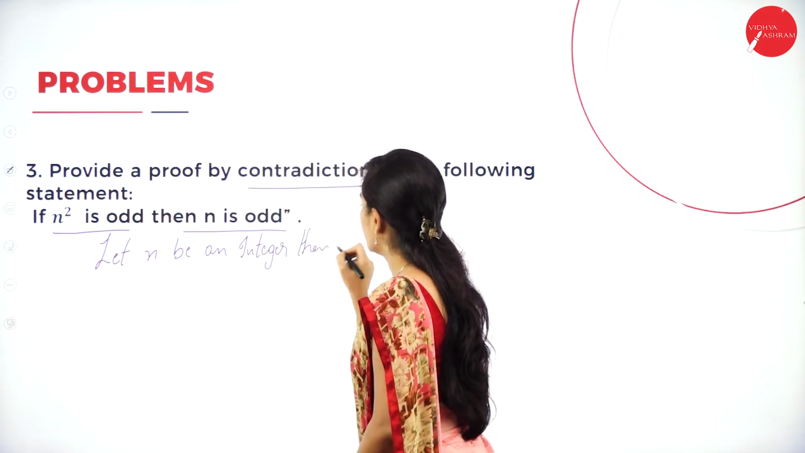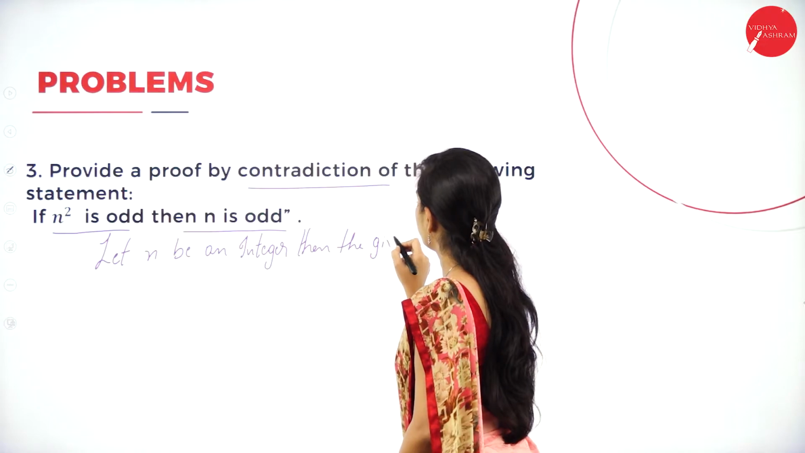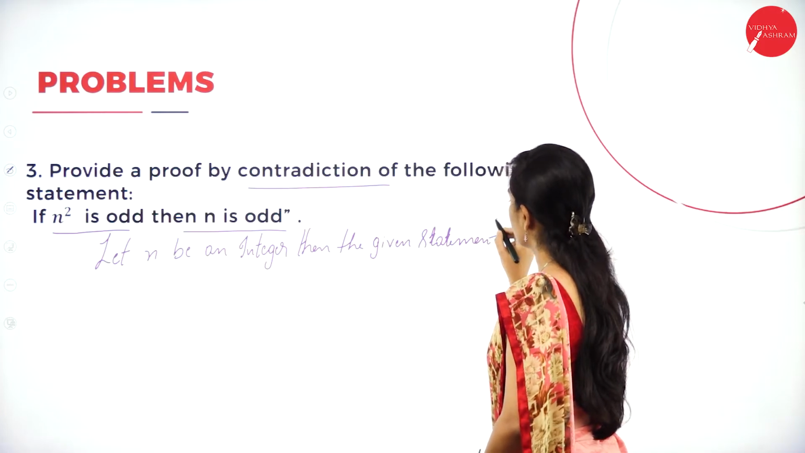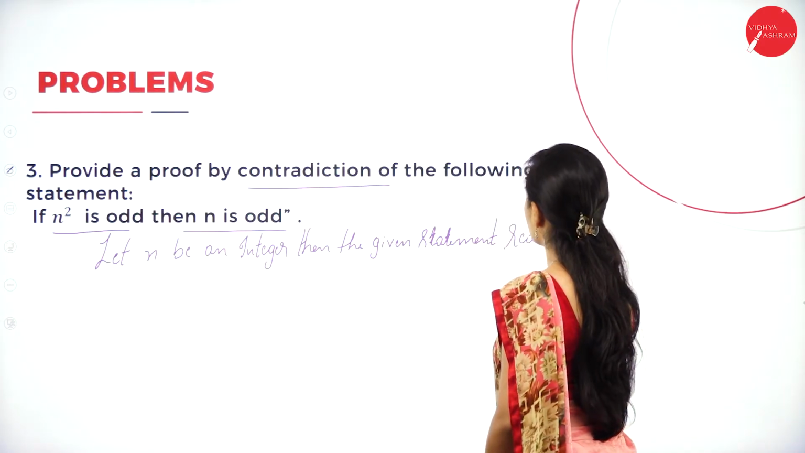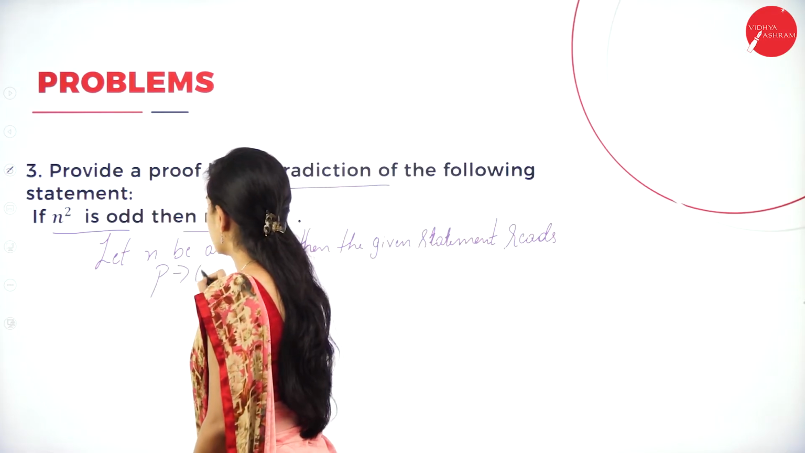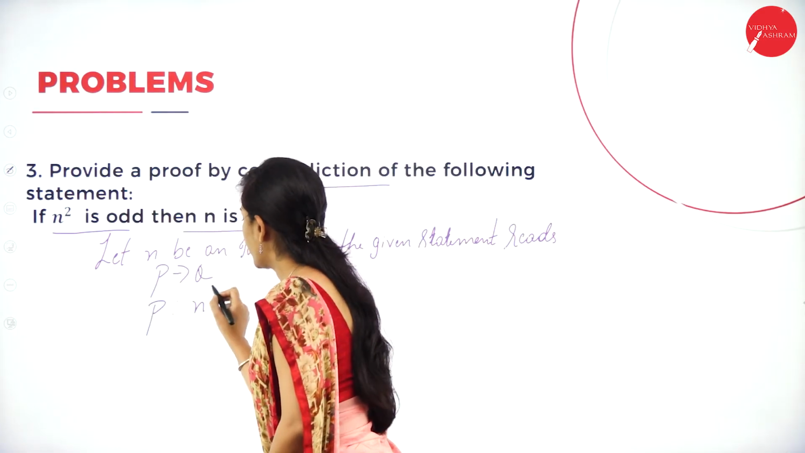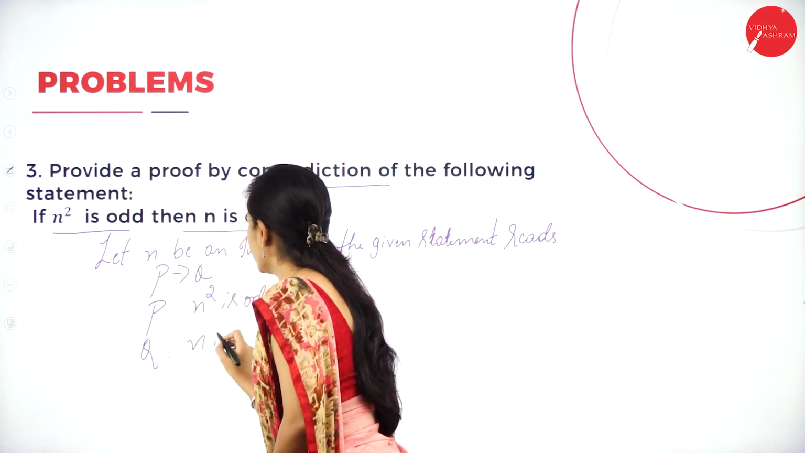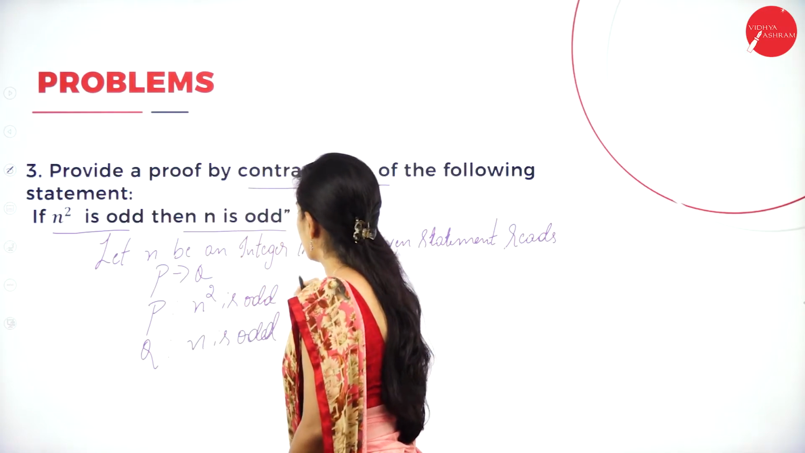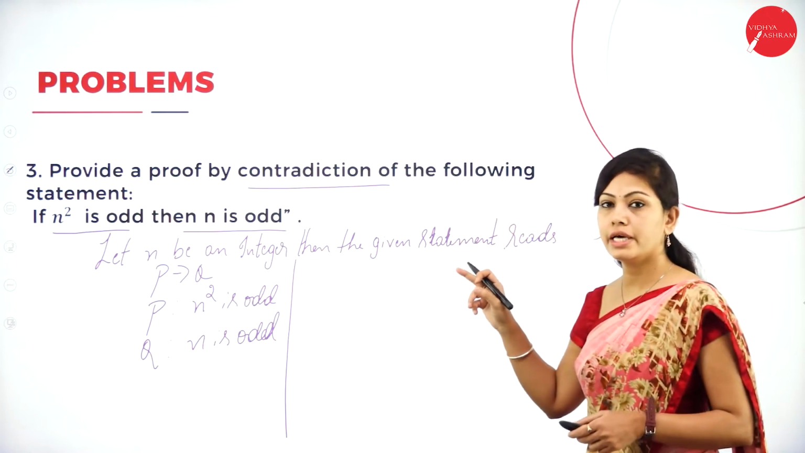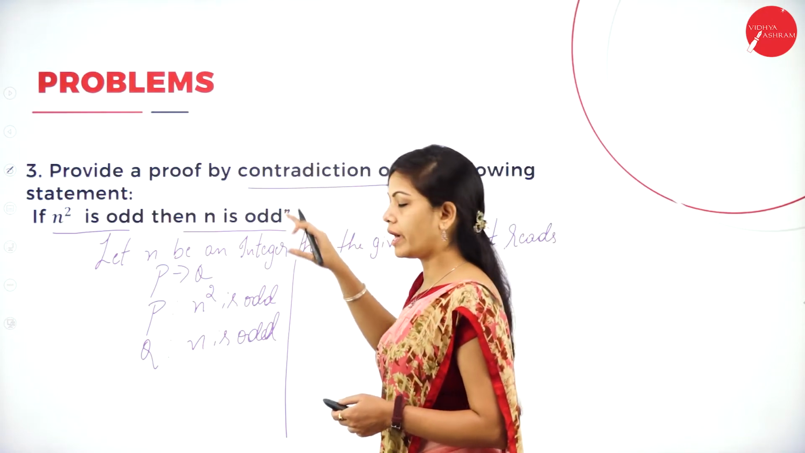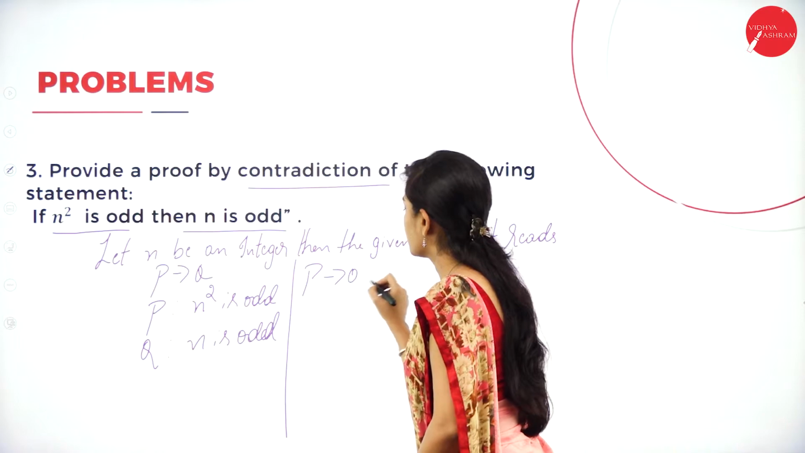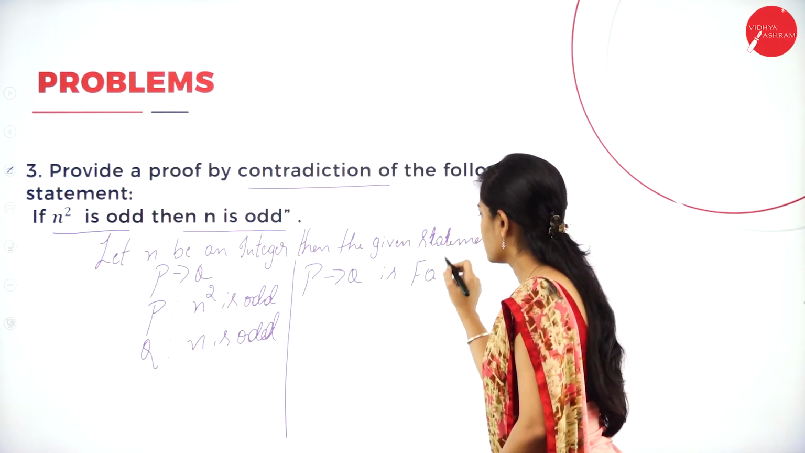Then the given statement reads P implies Q, where P is n square is odd and Q is n is odd. So here we have to prove that if n square is odd, then n is odd. But by contradiction, we have to prove that n square is even. Assume that P implies Q is false.